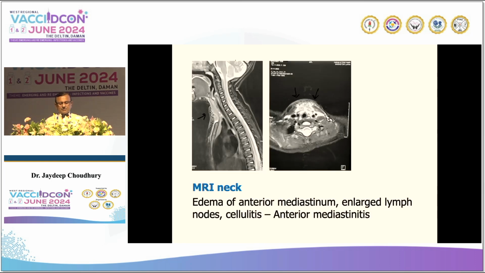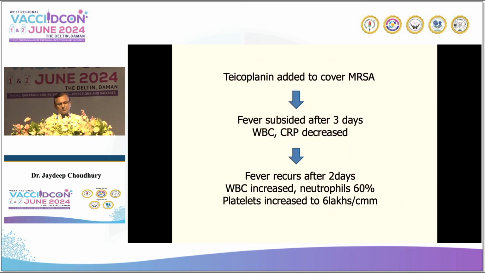MRI neck revealed edema of the anterior mediastinum, enlarged lymph nodes. It's an anterior mediastinitis, the MRI revealed. But still some doubt persisted. So teicoplanin was added to cover MRSA because it was an anterior mediastinitis. Fever subsided, WBC and CRP decreased, but fever recurred after 2 days. Now the WBC is high, neutrophil high, platelet is 6 lakhs.